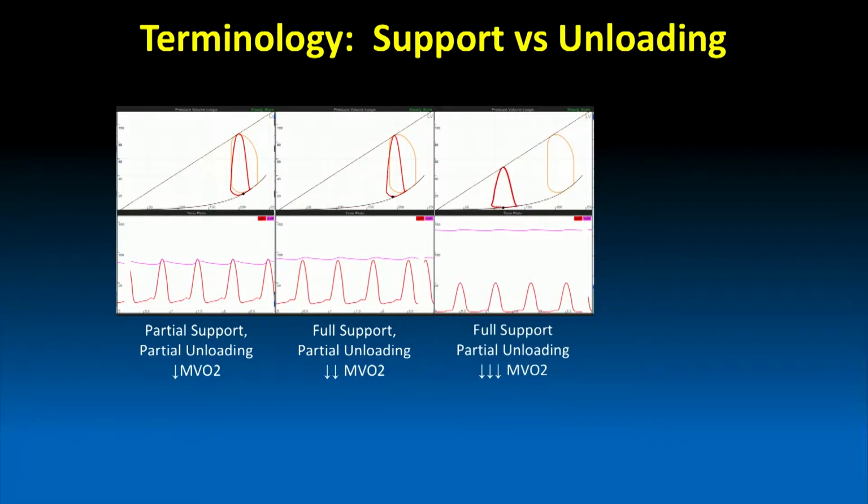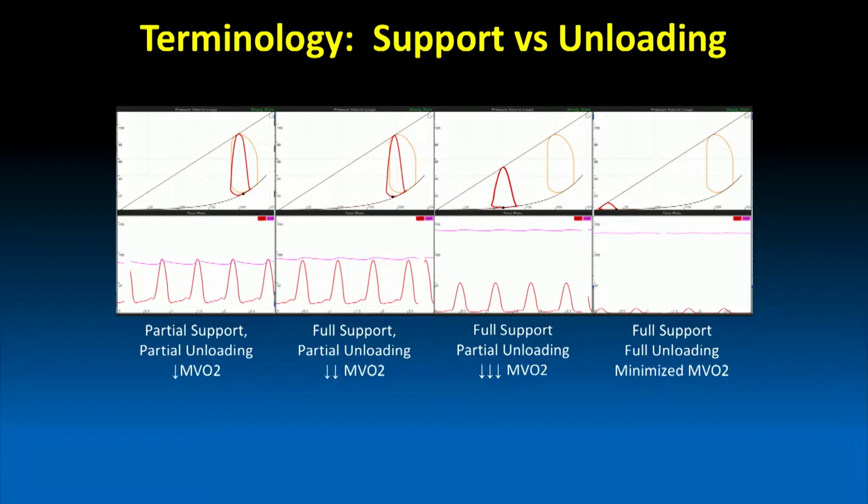In this panel, we've now increased the degree of flow from the device. We have further uncoupling between the LV and the aorta. So this is still full support, but still partial unloading, because there's still a load on the ventricle. We've decreased the myocardial oxygen consumption further, but we're still in a situation with full support and partial unloading. It's not until you fully unload the ventricle and have zero work that you would consider this both full support and full unloading. This is the point where you would have minimum myocardial oxygen consumption, where the PVA is nearly obliterated.